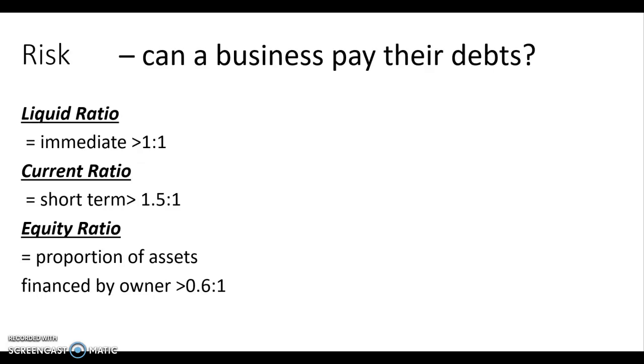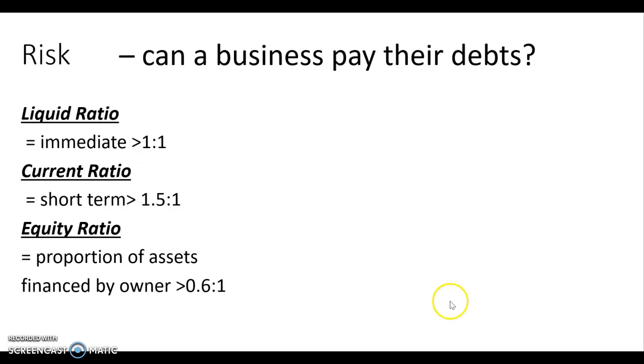The current ratio is, can the business pay their debts in the short term, 0 months through to 1 year, and we want that to really be over 1.5 to 1. And the equity ratio is, how's the business financed? What proportion by the owner and what proportion by liabilities? We want the owner to fund more than 60% of that.